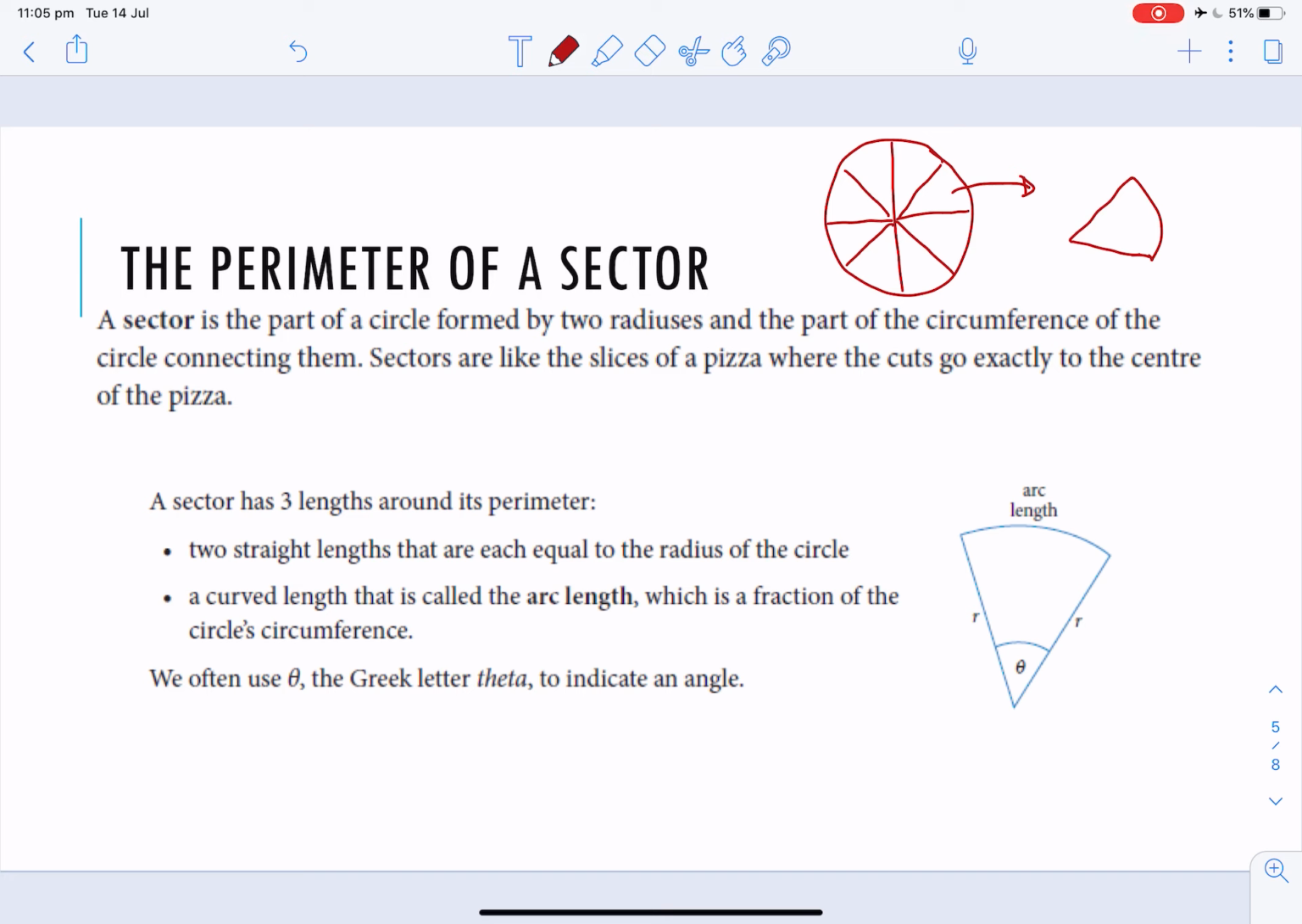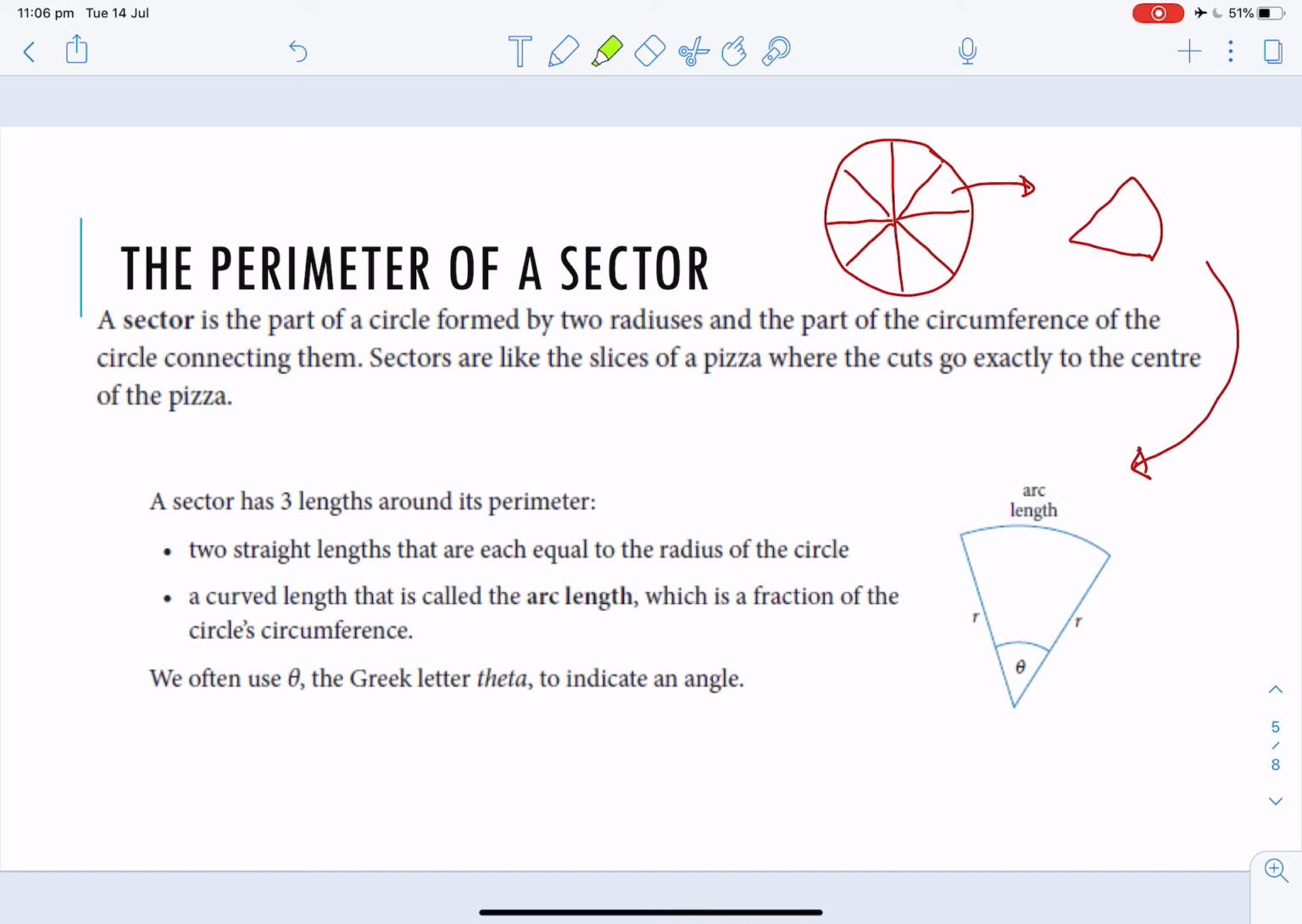A sector is the part of a circle formed by 2 radiuses and the part of the circumference of the circle connecting them. Sectors are like slices of a pizza where the cuts go exactly to the centre of the pizza. So I've drawn one down here. It's a little bit neater than mine. Let's grab my highlighter.